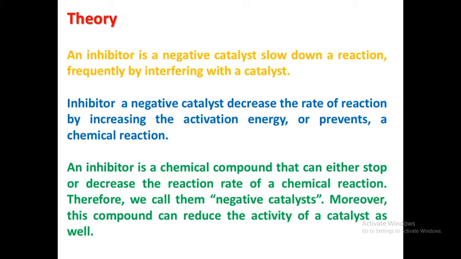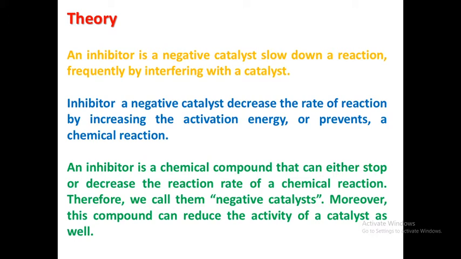Theory part. An inhibitor is a chemical compound that can either stop or decrease the rate of reaction. Therefore, we call it a negative catalyst. This compound can reduce the activity of the catalyst.